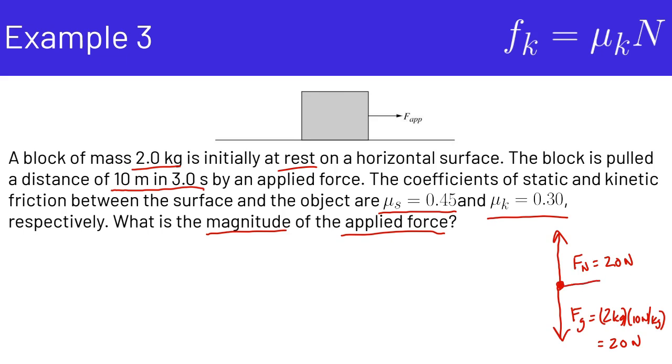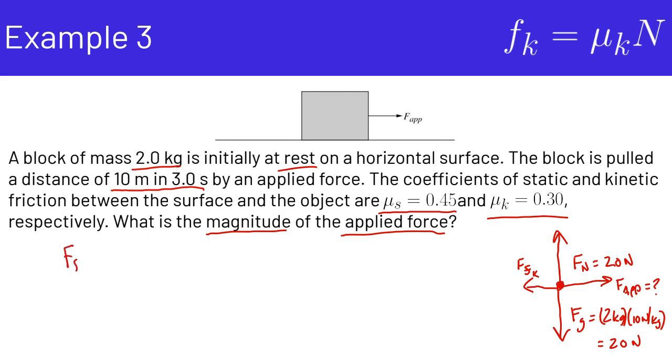Okay, so we have an applied force of some magnitude. We don't know what that is. And then we have a frictional force. We don't know what the frictional force is either. Now we know we have a kinetic frictional force because the block is moving. So we can figure out our frictional force here.